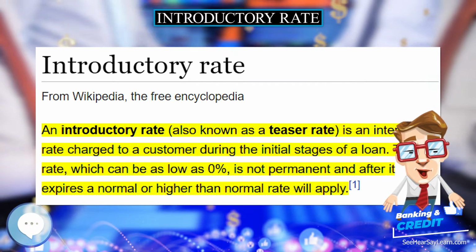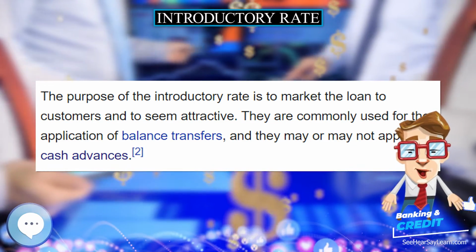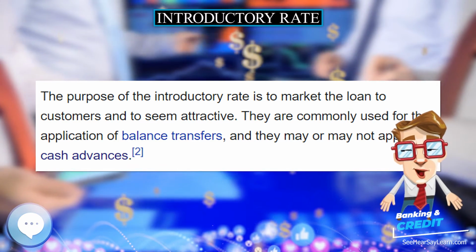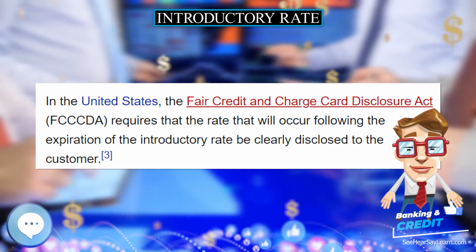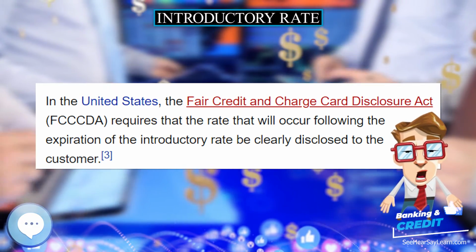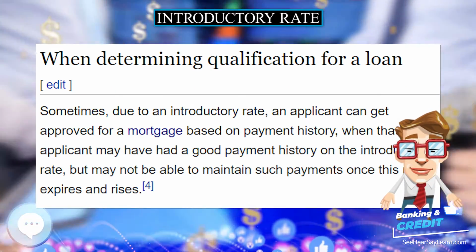Sometimes, due to an introductory rate, an applicant can get approved for a mortgage based on payment history, when the applicant may have had a good payment history on the introductory rate, but may not be able to maintain such payments once this rate expires and rises.